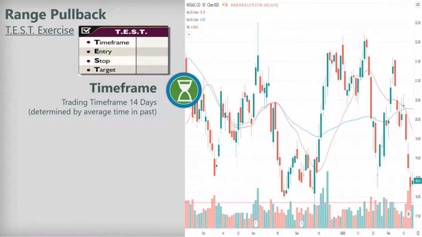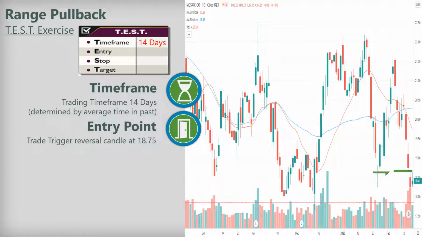Now we've got to get to our entry, which is going to be $18.75, and all that is the high of our reversal signal. So we are going to enter as it confirms. We're not going to wait for it to confirm and then get into it. Remember, folks, it doesn't matter after 1,000 trades. You just got to make sure you choose one and do it the same way every time. So we've got an entry point at $18.75.